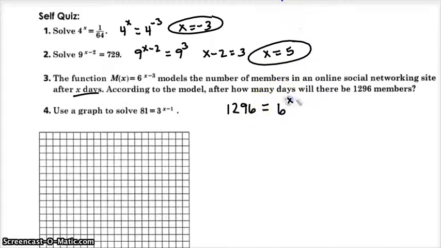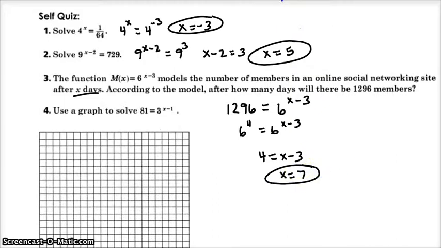So 6 to the x minus 3. I need to rewrite the left side so it's a power of base 6. Because of our exponent sheet, we can see that 1296 is 6 to the fourth, which is equal to 6 to the x minus 3. Now 4 equals x minus 3, and x equals 7.